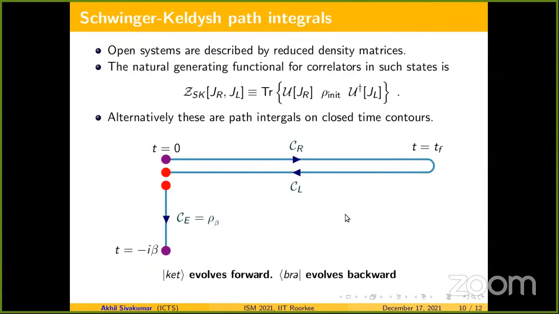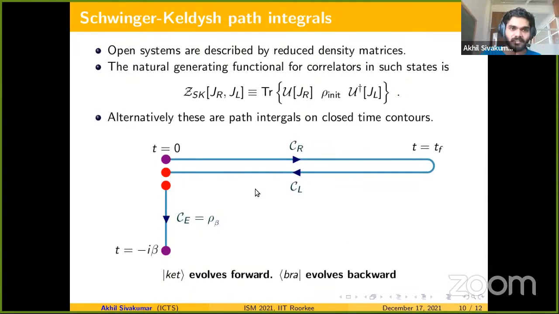Okay, so maybe I'll quickly go through Schwinger-Keldysh path integrals. Open systems are described by reduced density matrices. The natural generating functional, once you consider density matrices, so general mixed states, is general correlators where you can act with operators on either side of the density matrix. And the path integral realization of such a calculation would need you to act with operators separately on the left and right side of the density matrix.